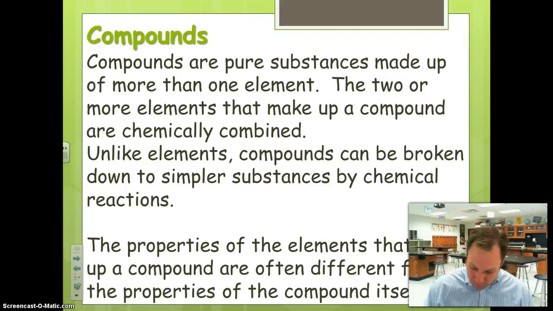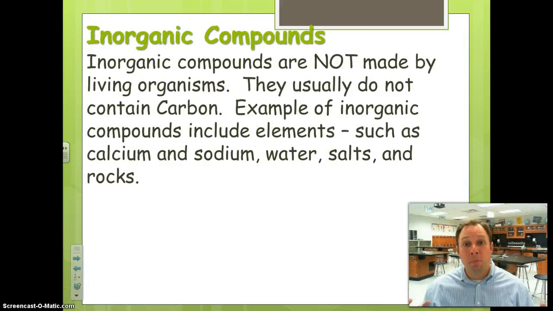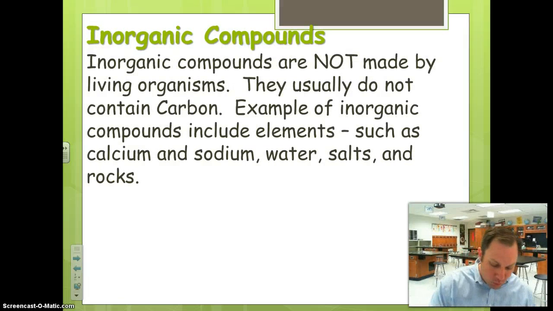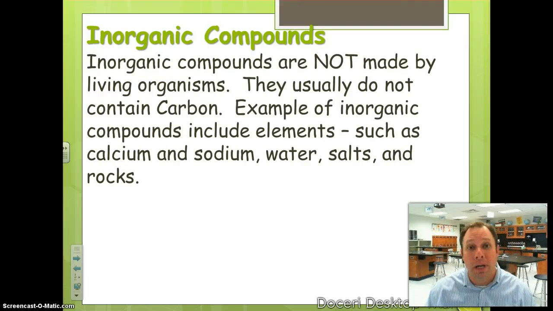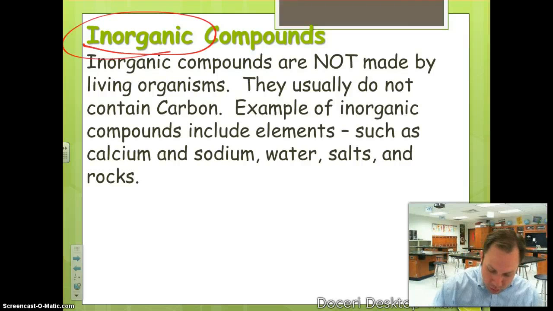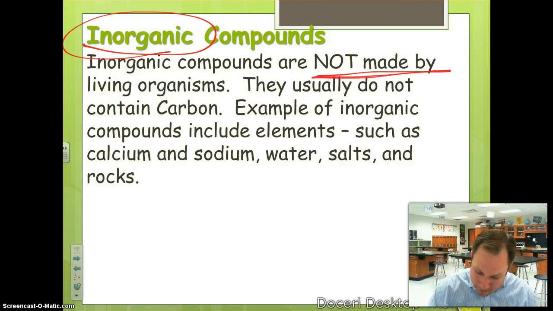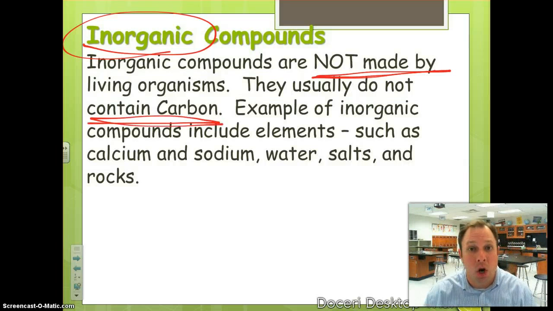Now, we have two basic categories of compounds. We have inorganic compounds and organic compounds. So let's talk about inorganic compounds first. Inorganic compounds are not made by living organisms and do not contain the element carbon. Okay? So inorganic compounds, not from living things. In actually means not. So it's not organic. Inorganic. Not coming from living things and does not contain the element carbon.